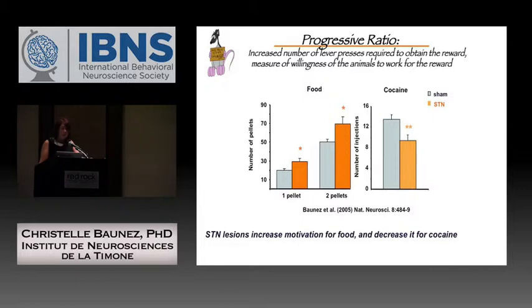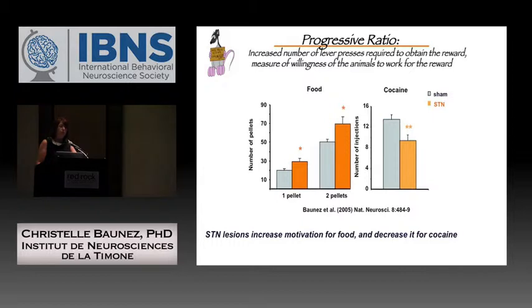And we started first to look at the effect of STN lesions on food rewards. And what we observed, in line with what we suspected from the 5-choice task, is that STN lesions, illustrated in orange on these graphs, make rats more willing to produce an effort to obtain food reward than the controls.